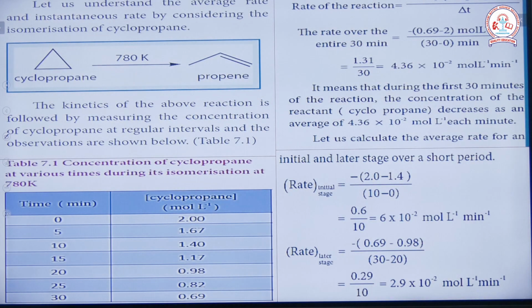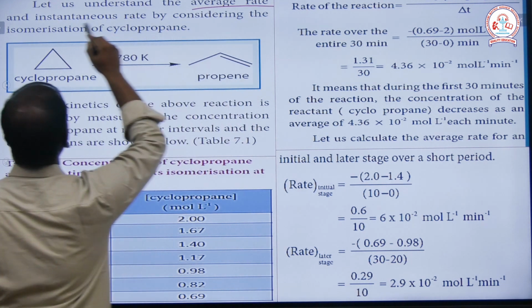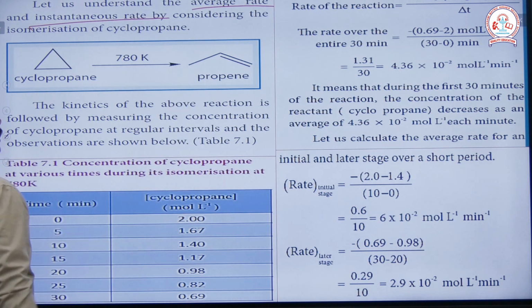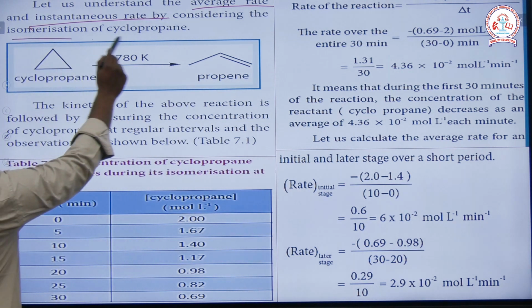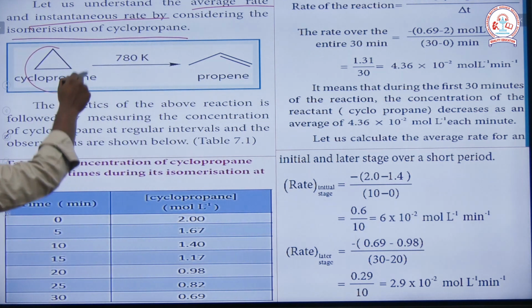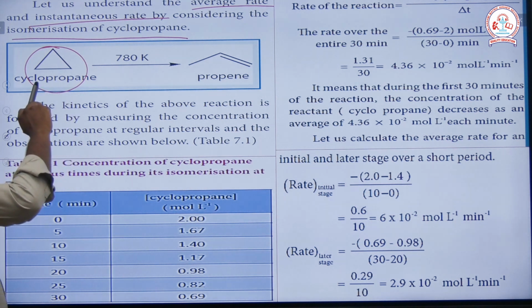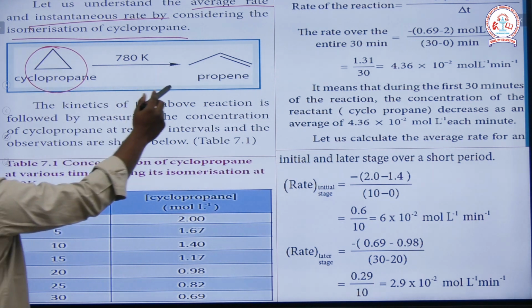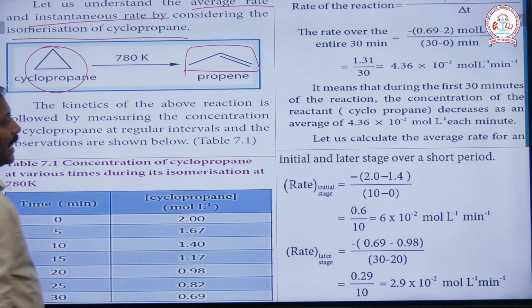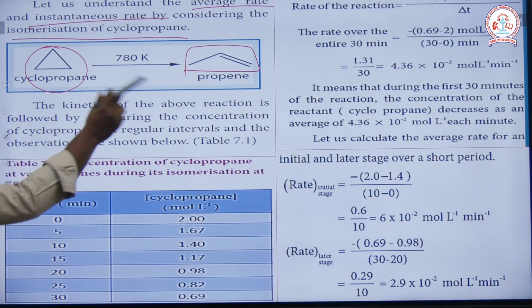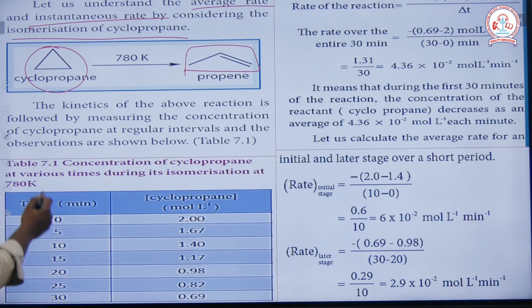We have one more example, so let us understand the average rate and instantaneous rate. For both rates, we are considering the isomerization of cyclopropane. Isomerization: cyclopropane, an alicyclic compound, changes into an alkene, that is, an aliphatic compound. So this is the isomerization.